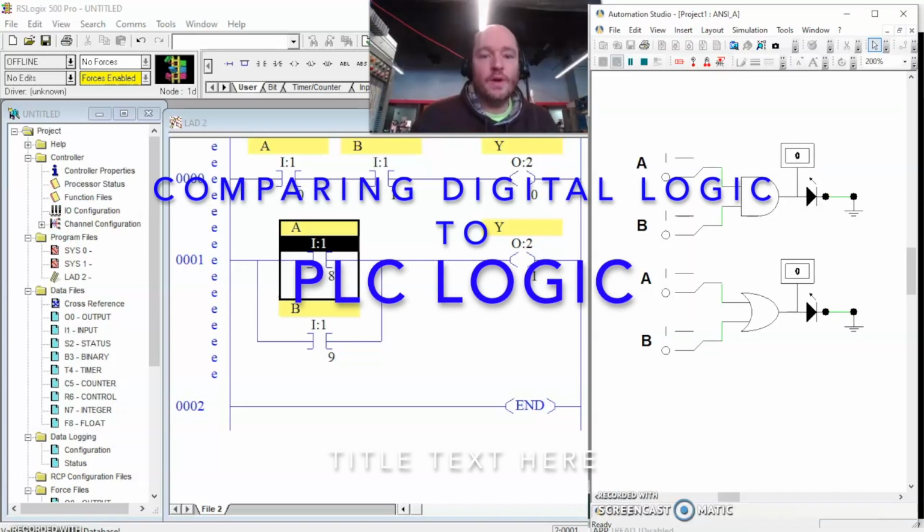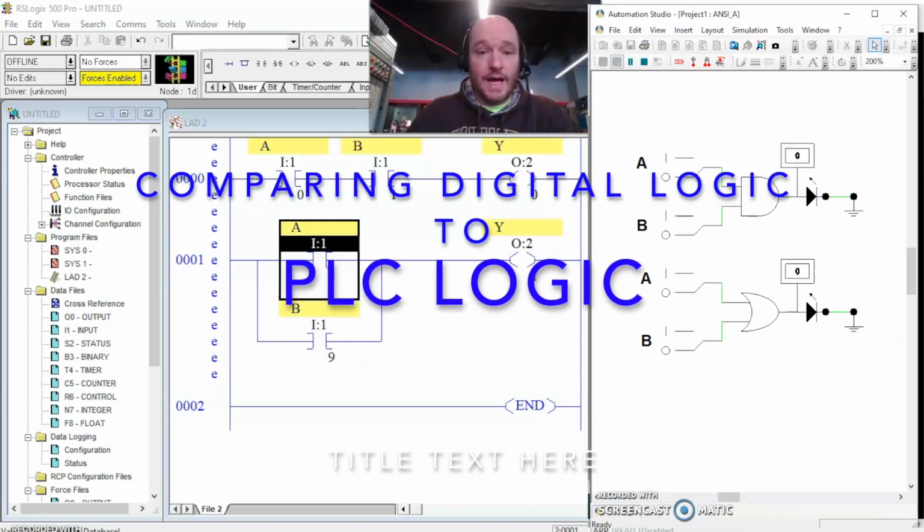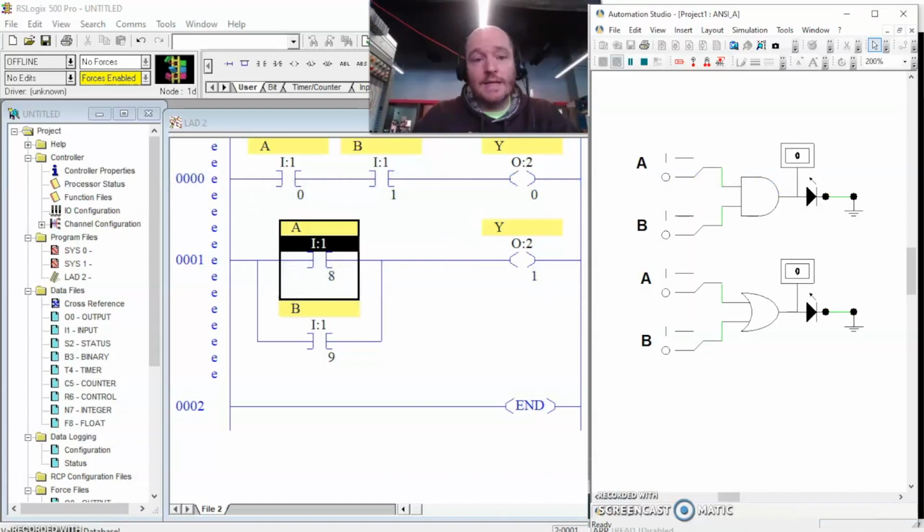Okay, in this video, I want to compare digital logic from a fundamentals of digital class to PLC logic, and I want to help demonstrate how they're the same thing. They're just being laid out in different ways, okay? So basically what I have here, very simple, I have two inputs in series, or what would be considered AND logic. I have two inputs over here. They're wired, they're programmed in parallel, or in an OR circuit.